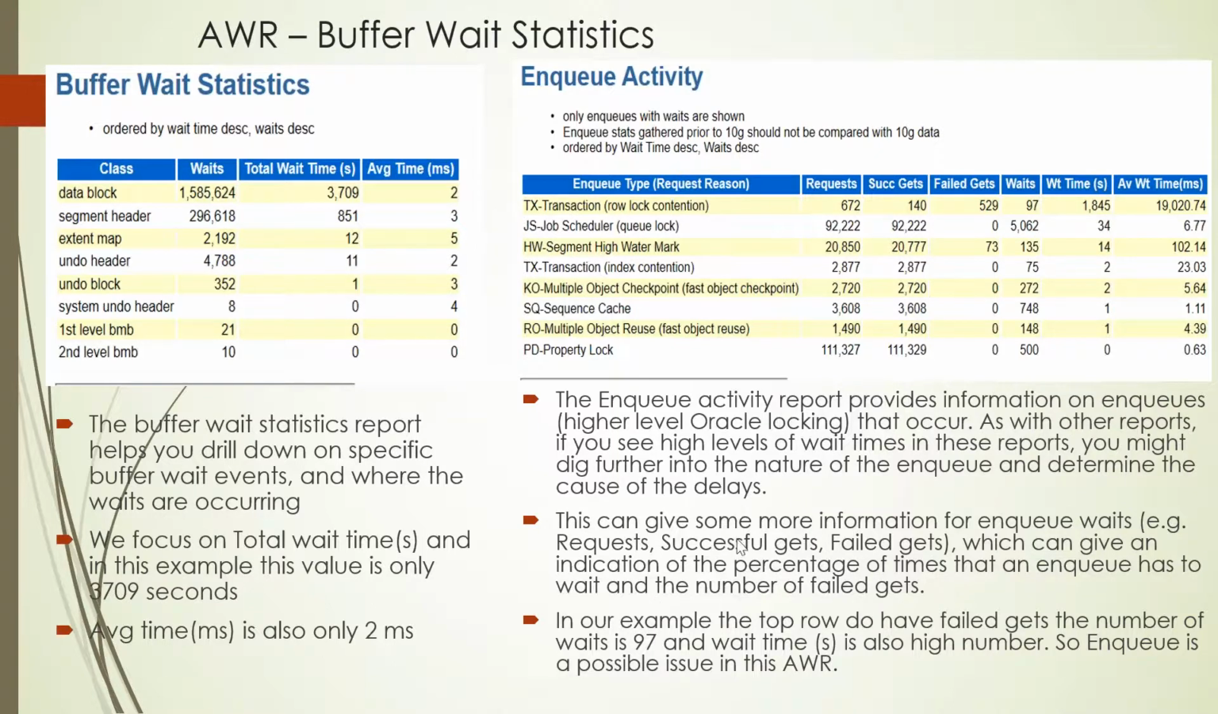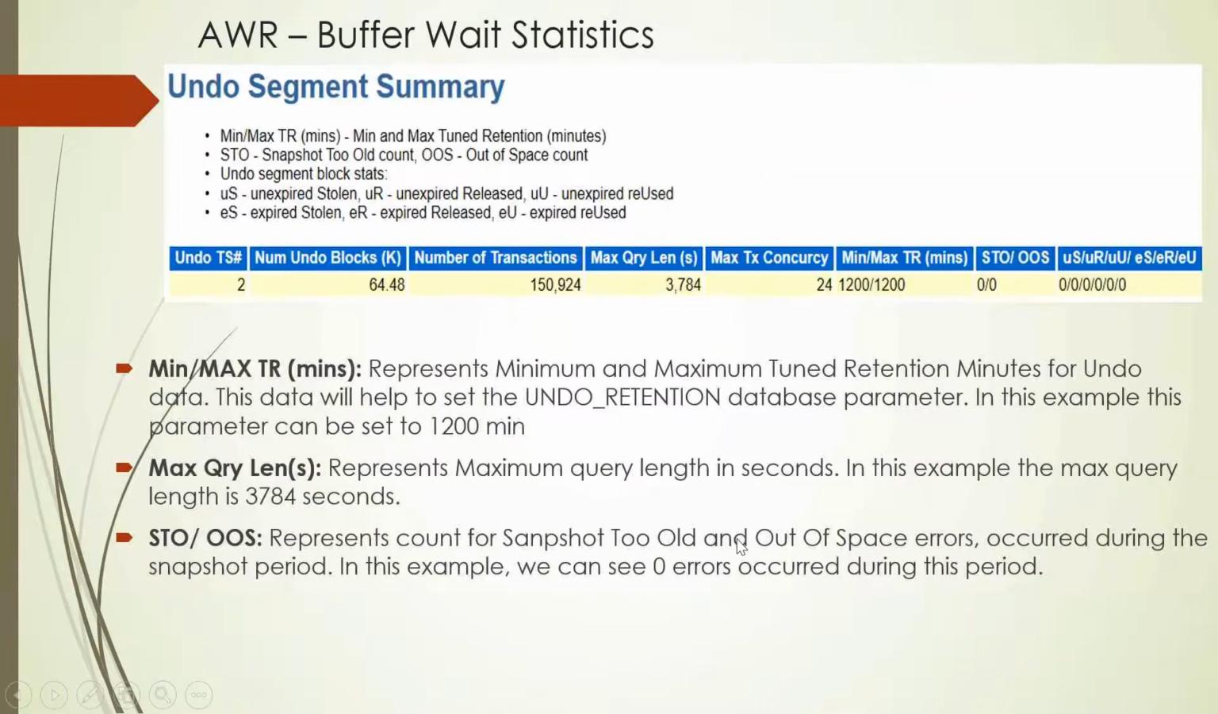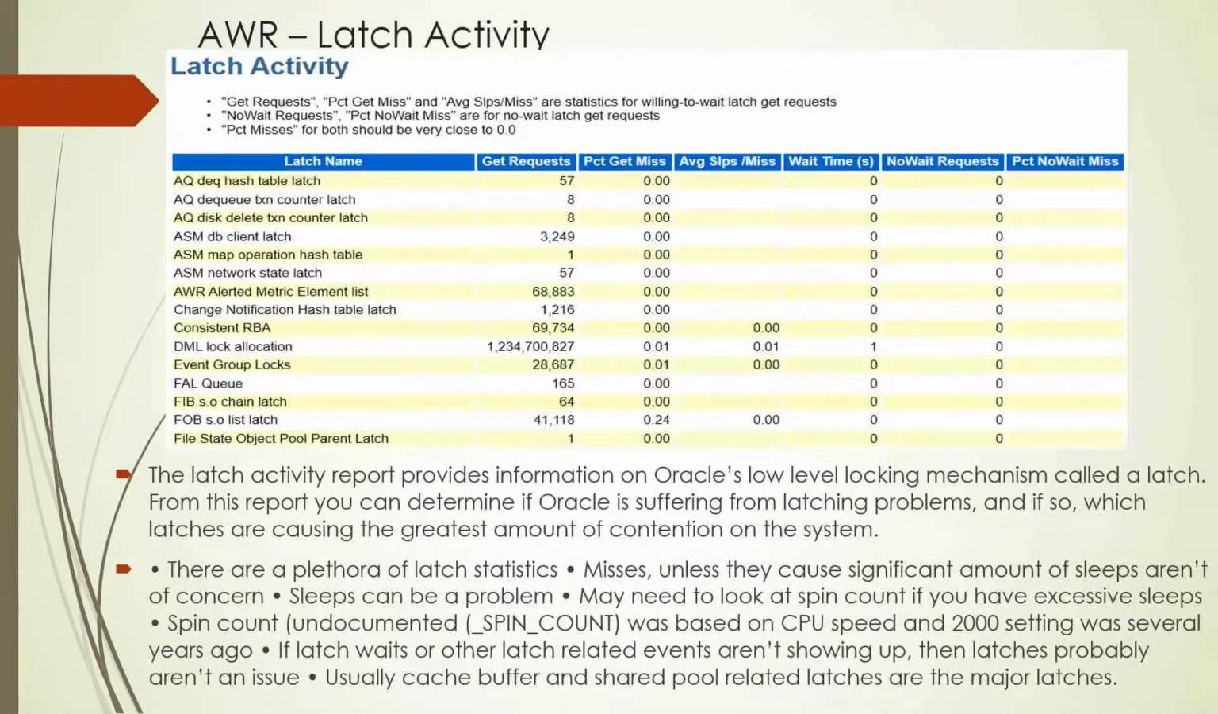Coming to the next slide, segment summary, undo segment. So what are undo segments? It is a segment in your database where you have minimum and maximum tuned retention minutes for undo data. This data will help to set the undo retention database parameter. This is not of much importance for a performance engineer, but you can at least have information on what it actually means.